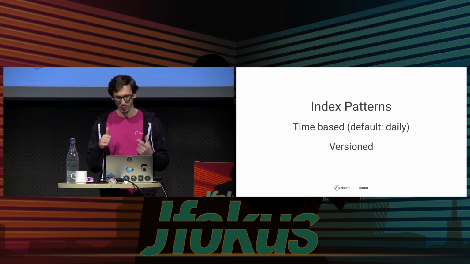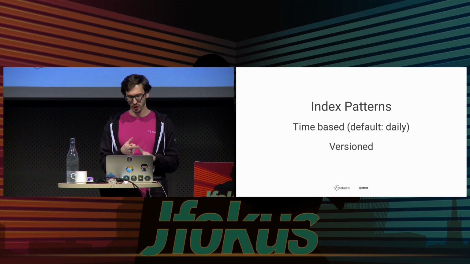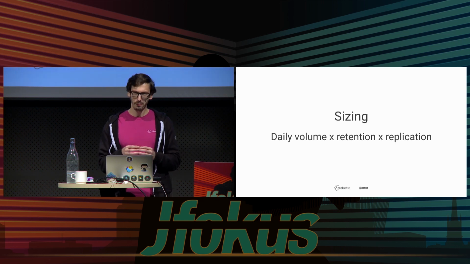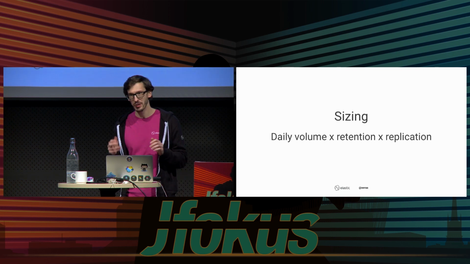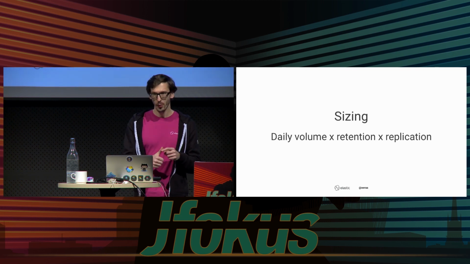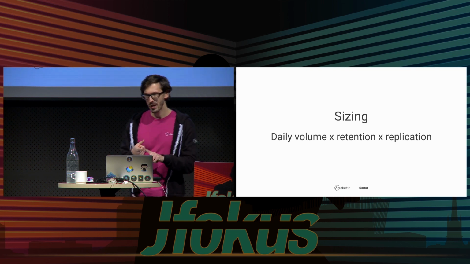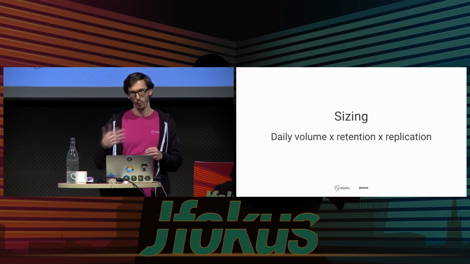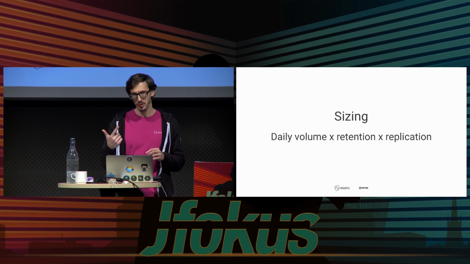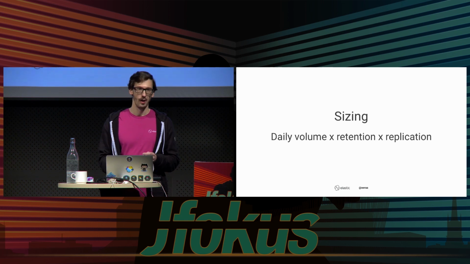We've talked about the index patterns, why time-based and why versioned. Something that people often ask is, okay, how much space do I need to keep my logs? That is tricky. So the base thing you need to have an idea of is, what is my daily log volume? What is my retention? And then how many copies do I want to keep of the data? Because for high availability, you probably want to keep more than 1 copy. Normally, you have 2 copies, so if one node dies, you still have the data on another node. What is the right value for retention?